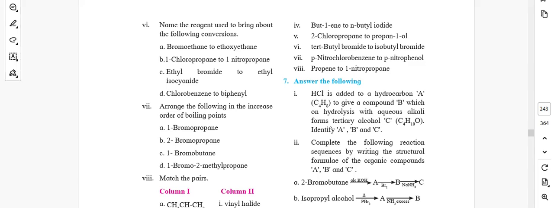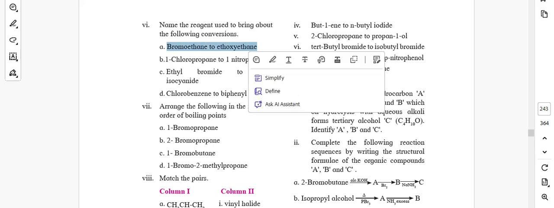Dear students, today we are going to solve the next question from HSC Board, haloalkane, haloarene. For your reference, the question is on page number 243. Now the next question is: name the reagent used to bring about the following conversions. Okay, so let's start. Bromoethane to ethoxyethane.